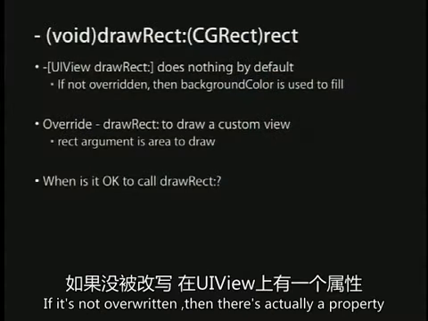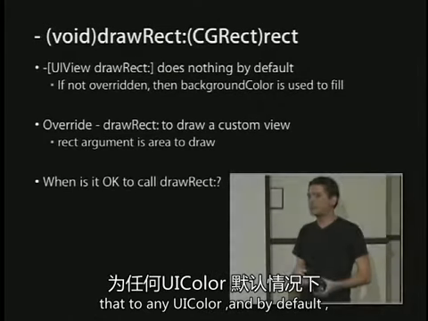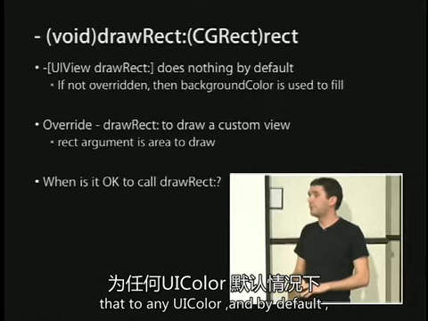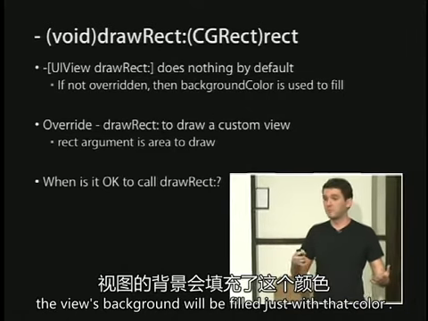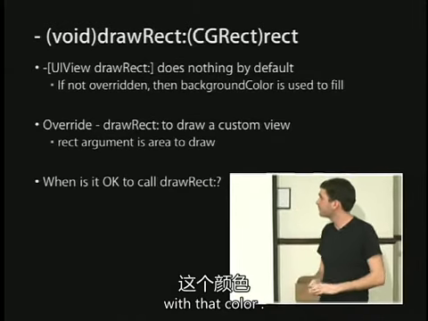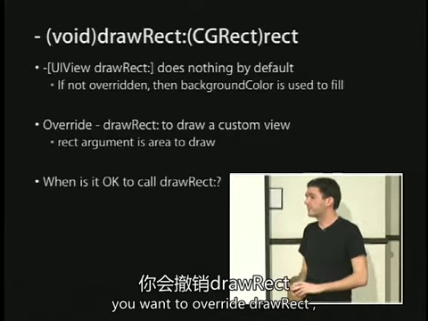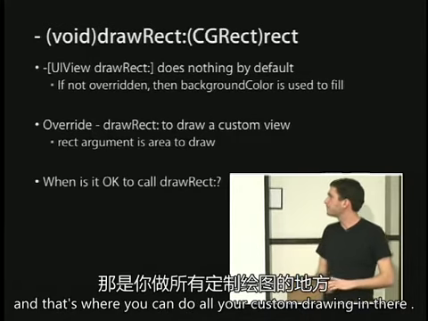If it's not overridden, then there's actually a property on UIView called background color, and you can set that to any UIColor. And by default, the view's background will be filled just with that color. So its entire rect in its superview will just be filled with that color. If you want to do some custom drawing, you want to override drawRect, and that's where you can do all your custom drawing.